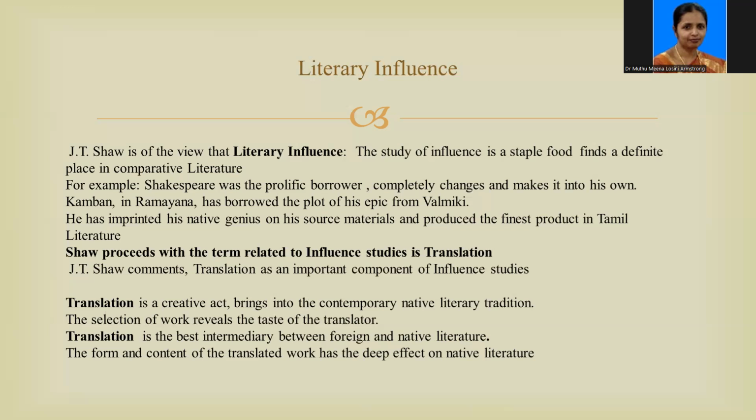And literary influence is also another major factor that impacts translation. So J.T. Shaw is of the view that literary influence is a staple food that finds its place in comparative literature. For example, Shakespeare was a prolific borrower, who totally changes and makes it into his own. And Kamban in Ramayana has borrowed the plot of his epic from Valmiki. He has imprinted his native genius. So both of them have imprinted their native genius on their source materials, and they produce the finest product, Shakespeare in English and Kamban in Tamil literature.